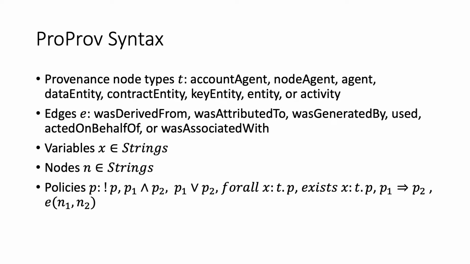Next, a policy can consist of the exist keyword followed by a variable, a colon, a type T, a dot, and a policy P, and can be pronounced there exists an X of type T such that P holds. Next, a policy P1 can imply a policy P2, and lastly, a policy can consist of an edge label followed by two nodes separated by a comma and enclosed in parentheses.